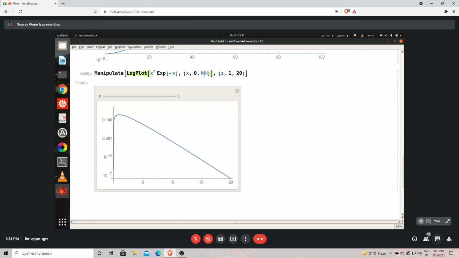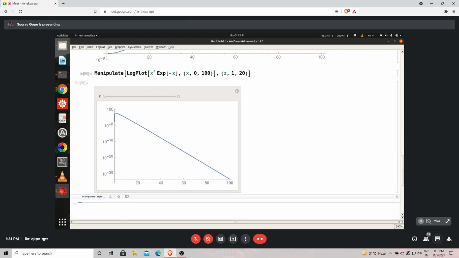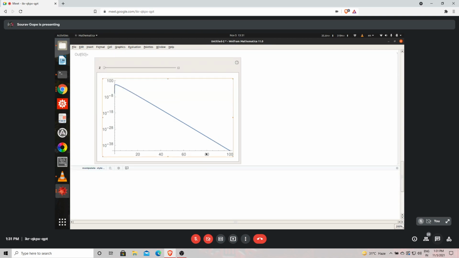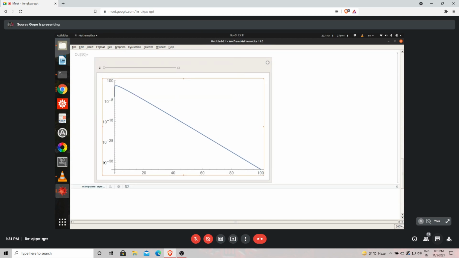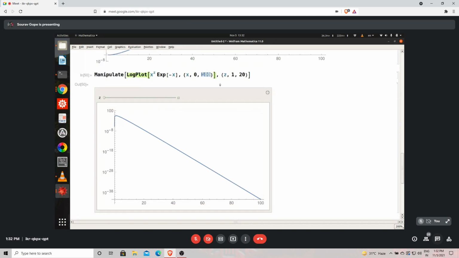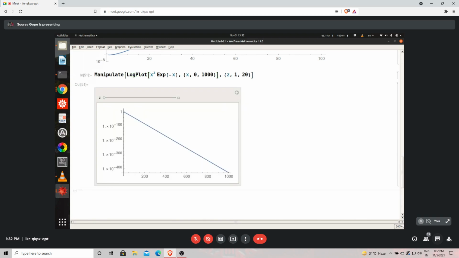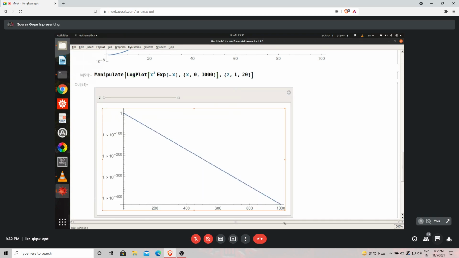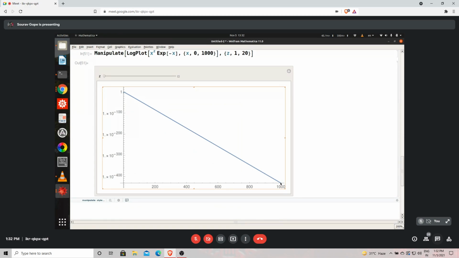As I go on increasing this value more, x 100, this function goes on decreasing, 10 to the power minus 38. See, these y-axis values are negative powers, 10 to the power minus 38. This is very close to zero. So if I go on increasing x from 100, say to 1000, how much is this function at x equal to 1000? 10 to the power minus 400, very nearly zero, no?